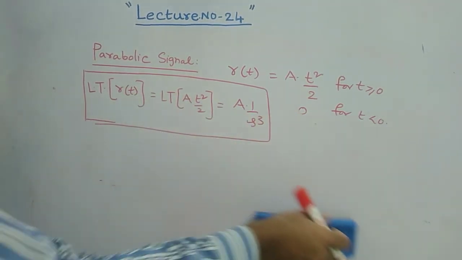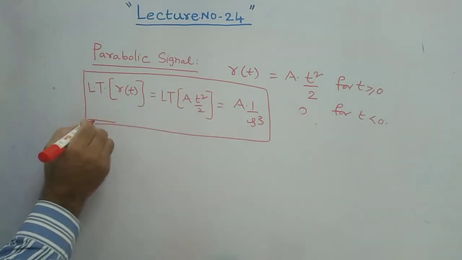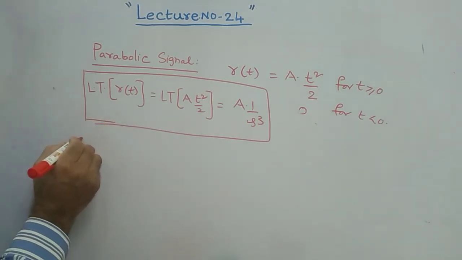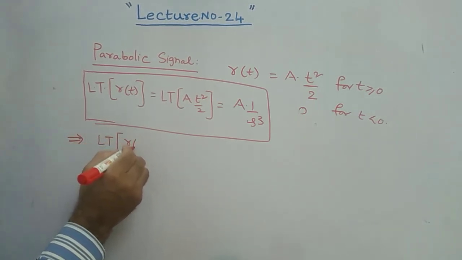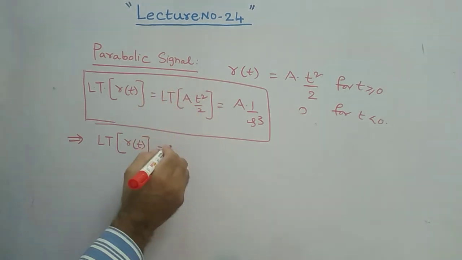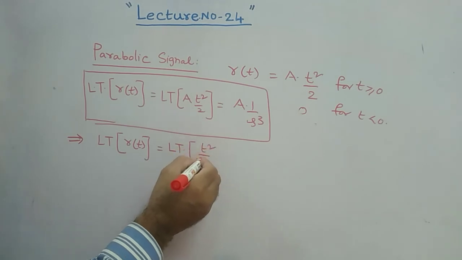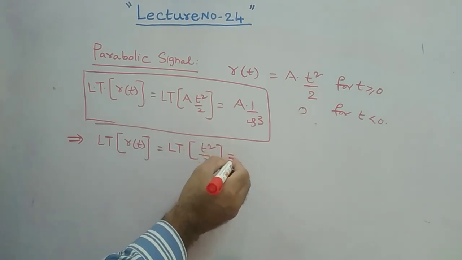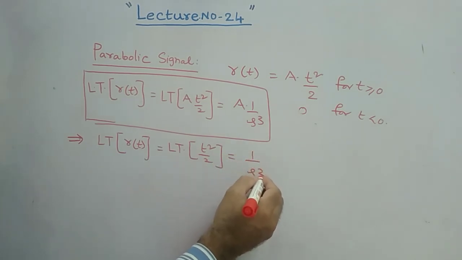And for the special case of unit parabolic, the Laplace transformation of the unit parabolic means a becomes 1, means the L of t square by 2 only. This means the same answer, but the value of a becomes 1, that is 1 by s cube only here.